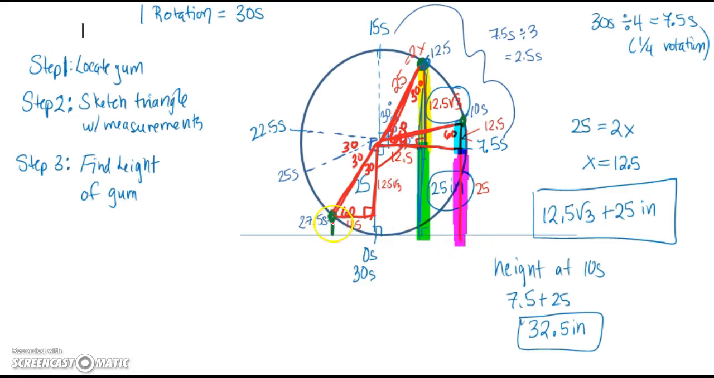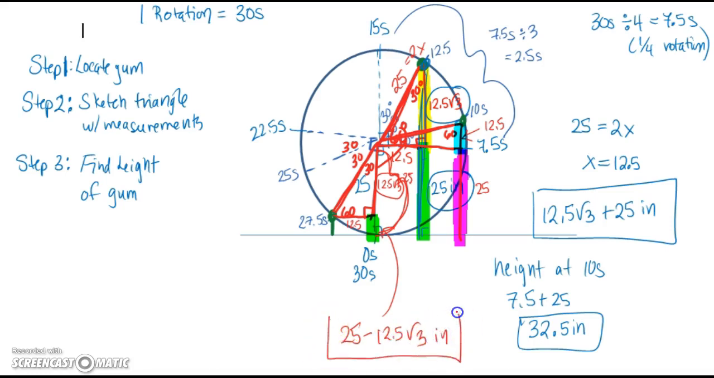Now we're trying to find the height of the gum, which if we look at our rectangle down here, really is the length of this green segment. So how long is that green segment? Well, the entire radius, now this picture is getting a little crowded, but this entire radius is 25. And part of it is 12.5 root 3. So if we have the whole radius and we have part of it, we want to subtract to find the other part. So we can take the whole radius, 25, and now subtract 12.5 root 3. And that's going to be the height of the gum at 27.5 seconds.